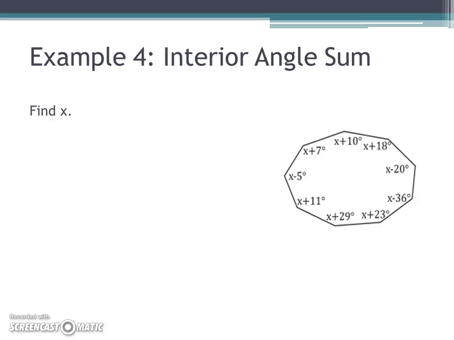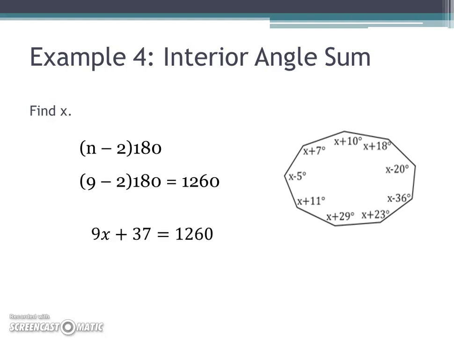Finally, we want to look at a little bit more complex ones. We're going to have to use interior angle sum. This is not a regular polygon, so we can't divide by n. We're just doing that n minus 2 times 180. It's a 9-sided shape, so we do 9 minus 2 times 180 and find that it's 1,260. Next thing we're going to do is add up all of the angles in that nonagon. So we get 9x plus 37 equals 1,260. And here we have a normal two-step equation, subtract 37, divide by 9, and we get 135.9.